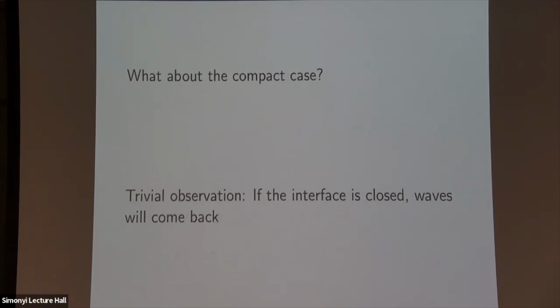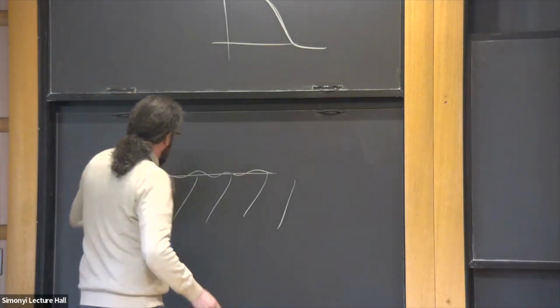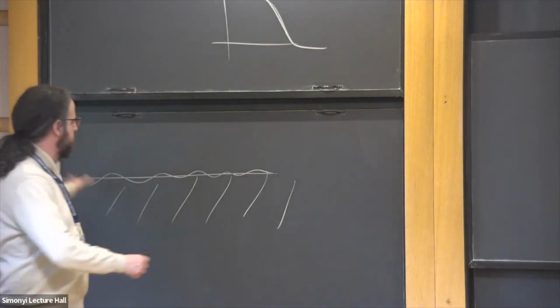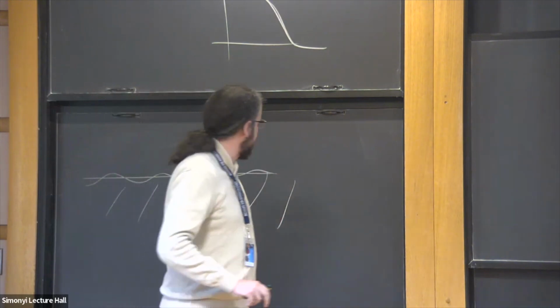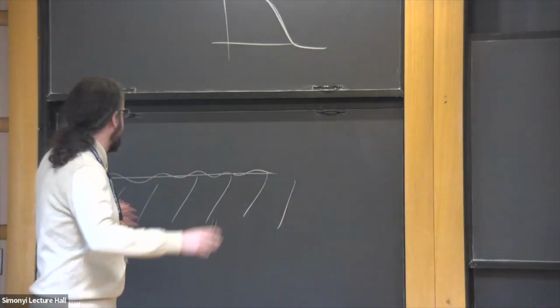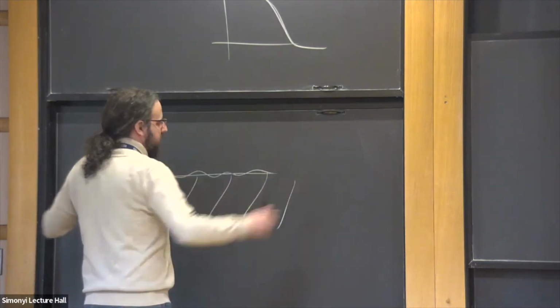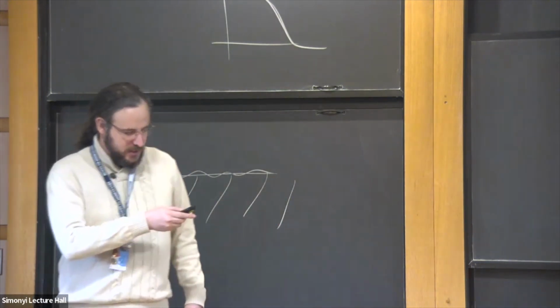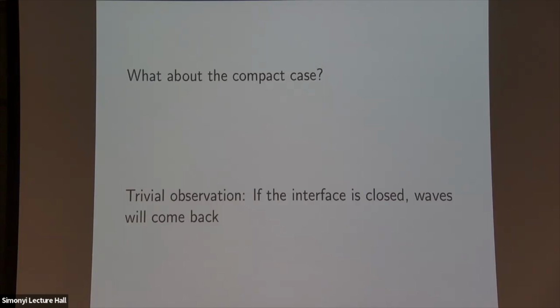Okay, so what about the compact case? I mean, this is a little bit like cheating, right? I'm using infinity. I'm changing the problem to make use of infinity and to make use that things disperse at infinity, and I'm using that heavily to my advantage.